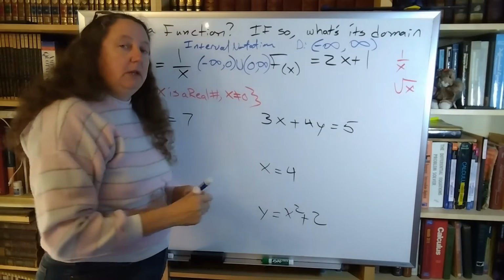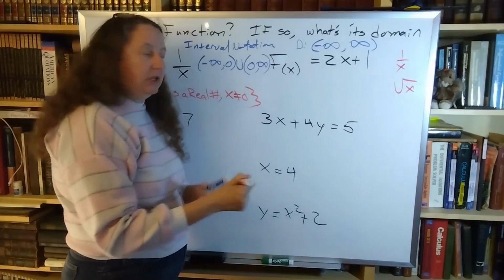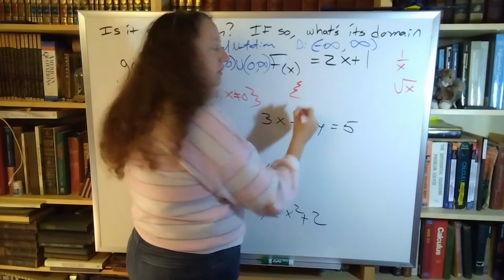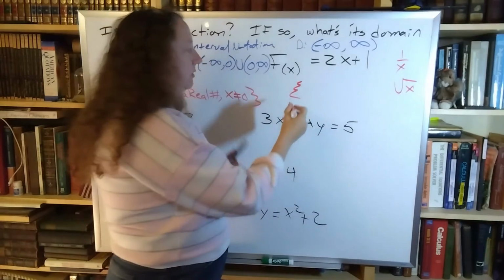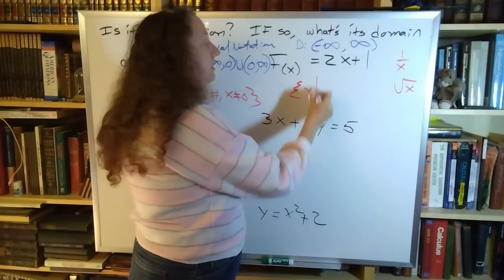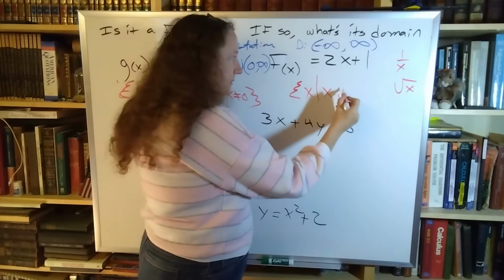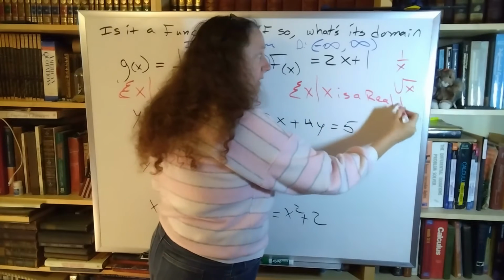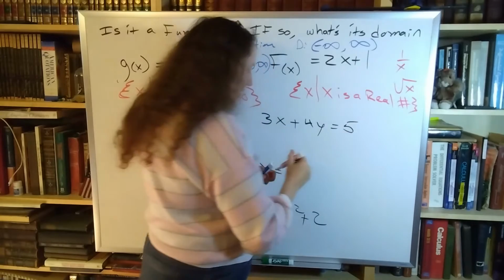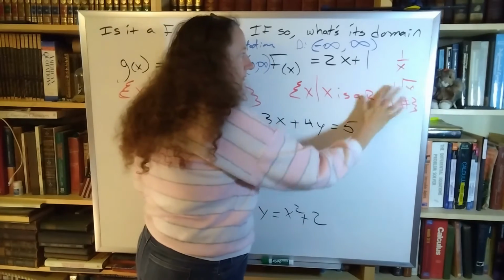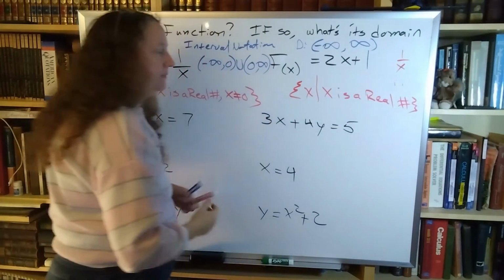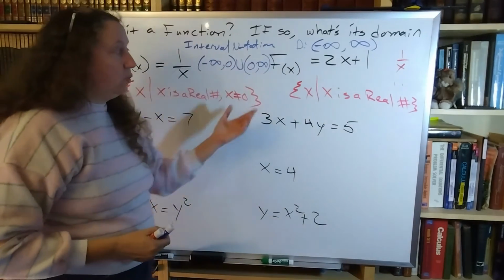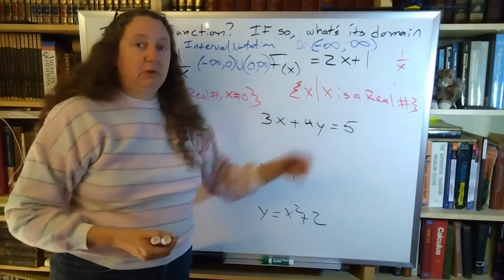In inequality notation, using set notation, I would write the set of all numbers x, such that x is a real number. Close. And that's done. That's all that you can do. There's only the one condition, that x has to be a real number.